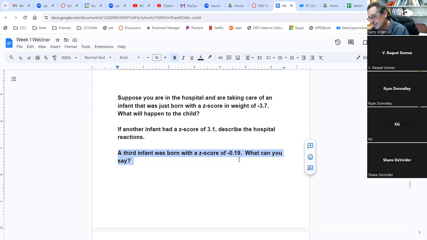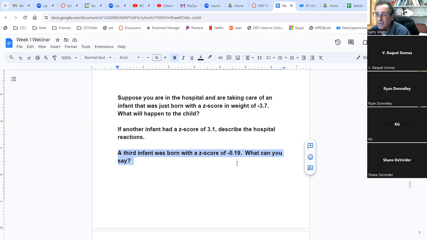Okay, let's suppose a third infant was born, and the z-score of the third infant was -0.19. Now, what do you think happened? Or what can you say? Okay, so now -0.19 is really close to 0, which means that this baby was almost perfectly an average baby in weight. Do you see that?